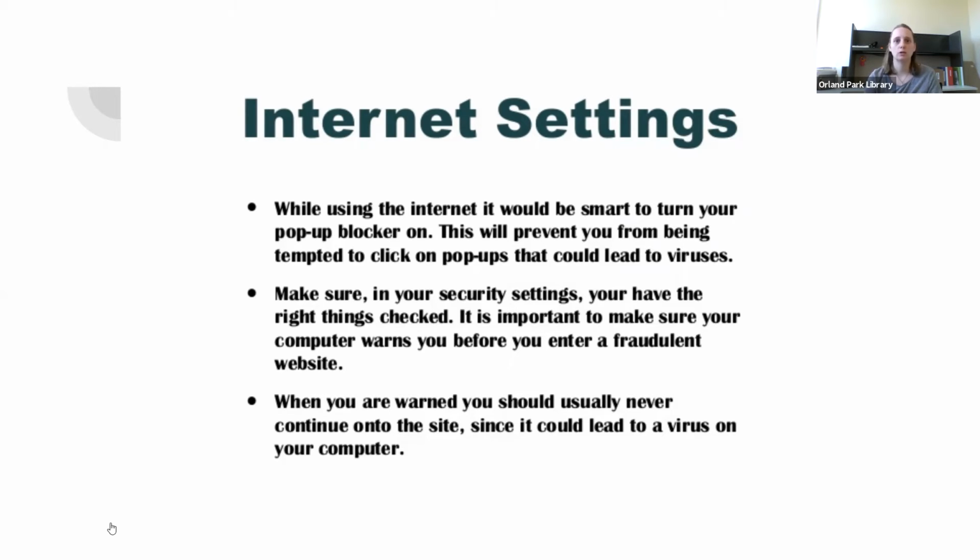You can choose to have your blocker at a really high rate, or maybe more of it at an intermediate. That way more things can get through, but more of those others that you don't want to have go through will be stopped. So you can choose the level of settings that you want for your security.